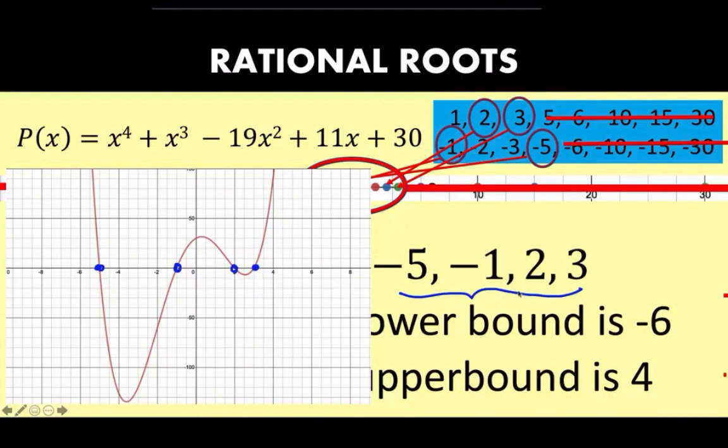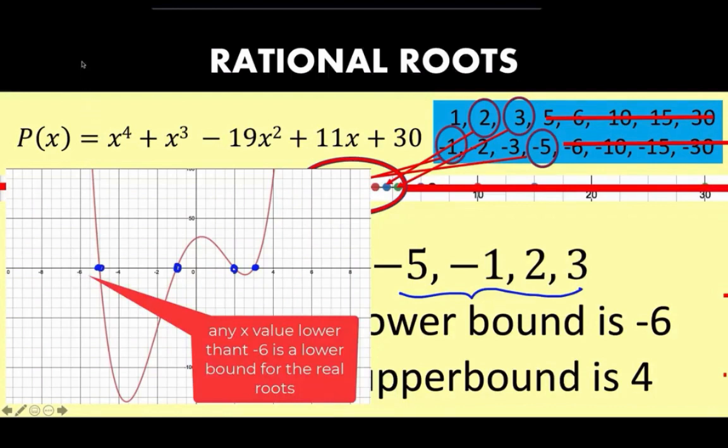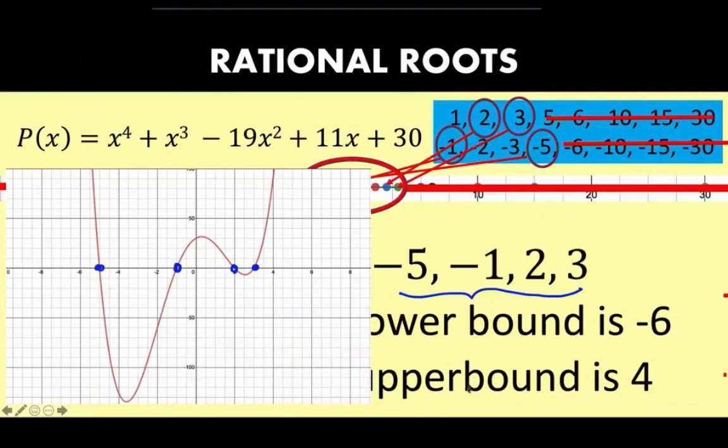Geometrically, all these roots are the x-intercepts of the function. These are the points of intersection between the curve and the x-axis. And for the lower bound, negative 6, the graph just keeps going higher and higher. And for the right side, an upper bound of 4 here indicates that the graph will just keep going higher and higher without turning back anymore to intersect our x-axis.